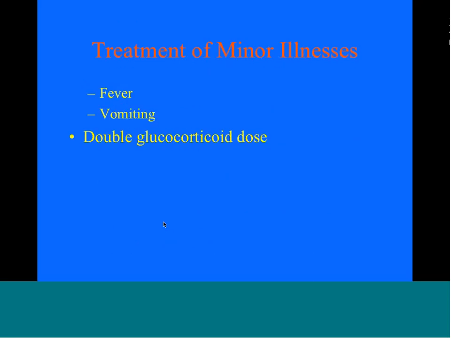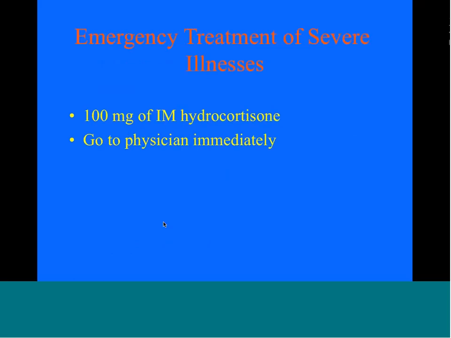If you have a minor illness, such as a fever greater than 100.5 and vomiting, you should double your glucocorticoid dose. If you have severe illness, you should give 100 milligrams of IM hydrocortisone in your Solu-Cortef vial and either go to the emergency room or your acute care or your doctor immediately.